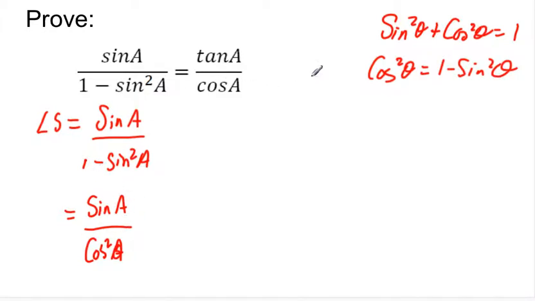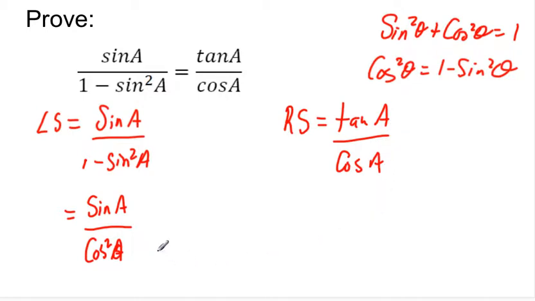I'm going to now turn my attention to the right side, and because the right side has a tan in it, and I usually want to rewrite everything in sines and coses, let's go over here and I'll write the right side of the equation and try to simplify it. And if I simplify the right side and it ends up looking like this, then I've done my job. I'm saying these two things are identical.